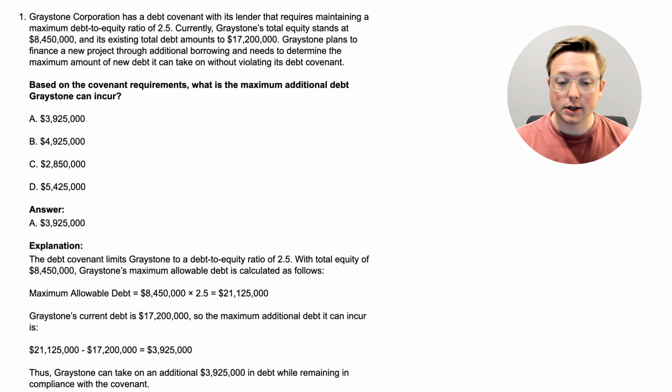So looking at their current debt, $17,200,000, we can then easily calculate how much more debt they can take on and still be within compliance. So you take that $21,125,000, subtract $17,200,000, and that gives you $3,925,000 of extra debt they can take on throughout this year and still be within compliance with this debt covenant.